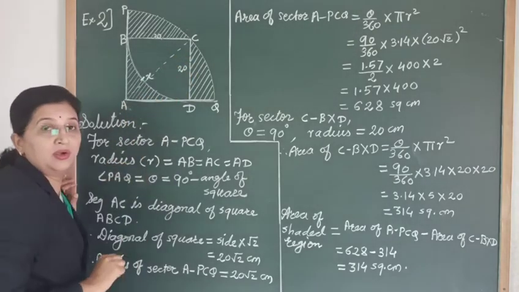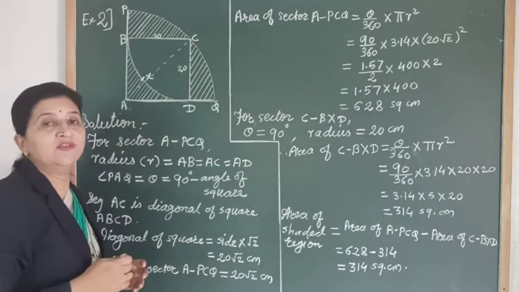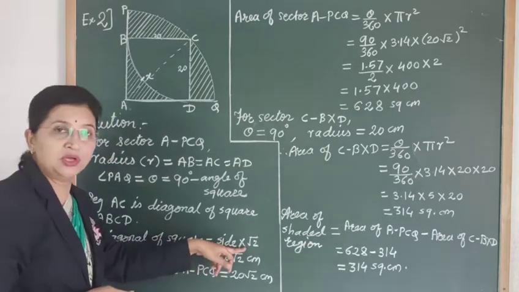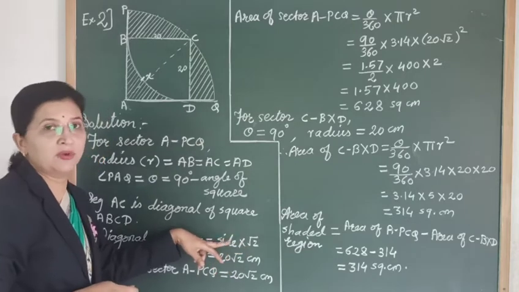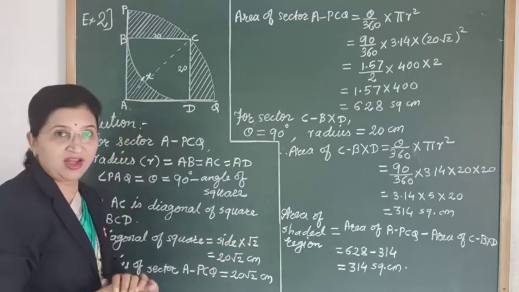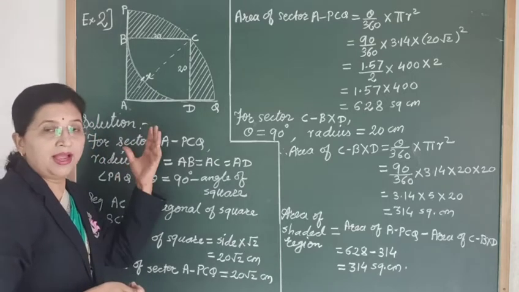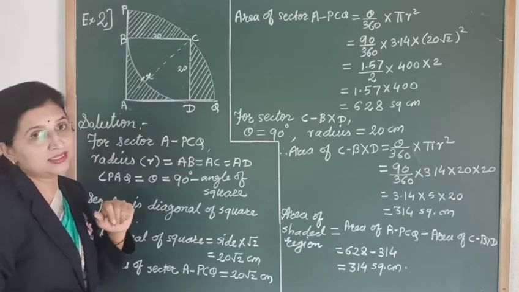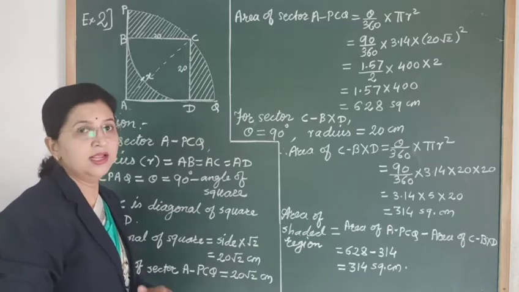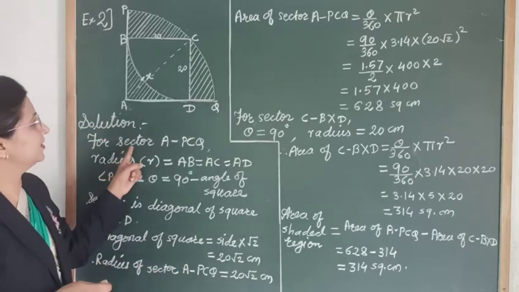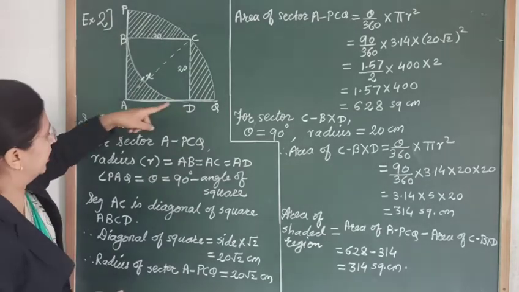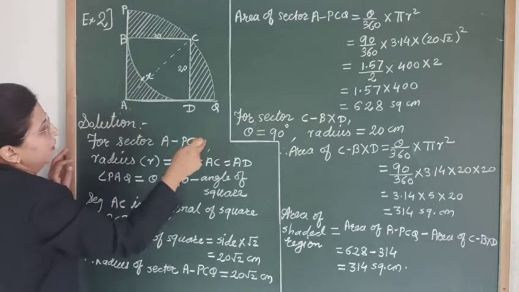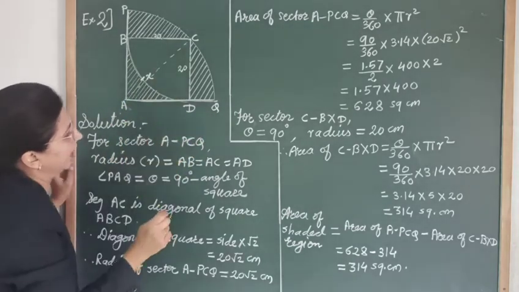AC is the diagonal of a square. And we know the formula to find the diagonal of a square, that is, diagonal of a square is equal to side into root 2. By using this formula, we will get the radius of the larger sector. Theta is there. So by finding the area of the larger sector and from that removing the area of the smaller sector, we will get the area of the shaded region. Let's solve this. So for sector A-PCQ, its radii are AB, AC and AQ.